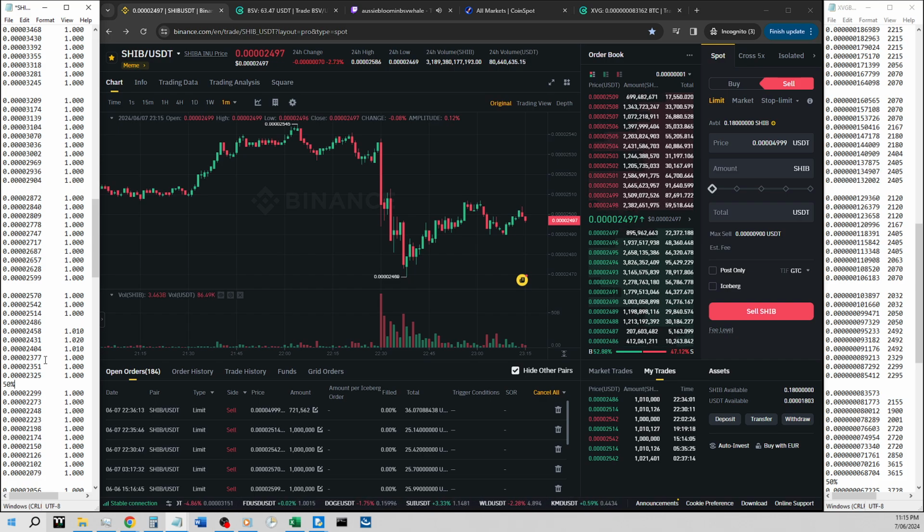Really sucks as well, because if you don't want to be buying here and then the price drops down. Okay, this is the best method for average costing. Okay, it's also a good holding method as well. So that's what I wanted to explain to you today.